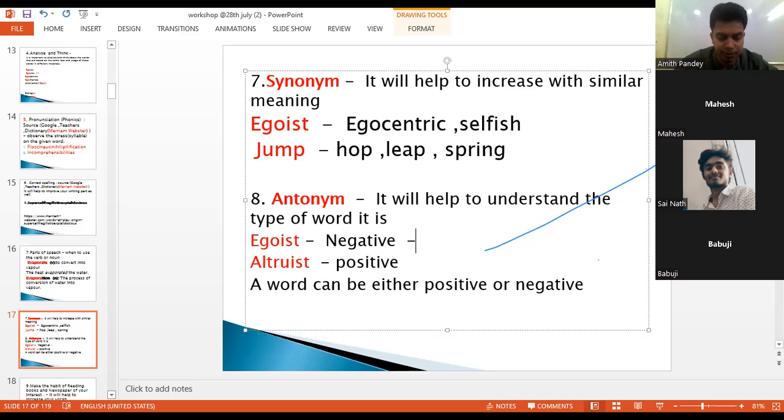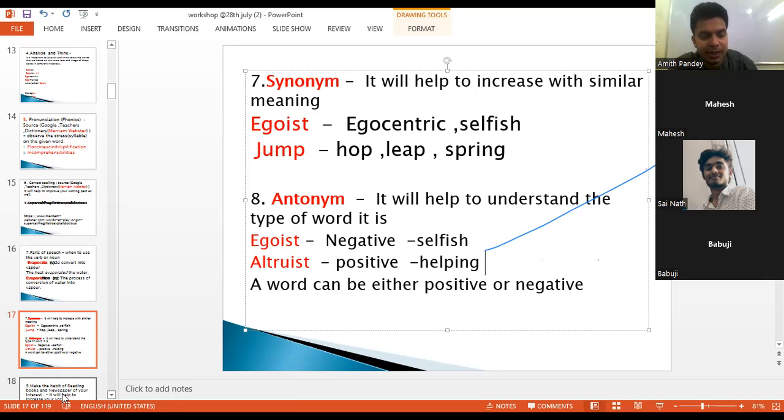Egoist is someone who always thinks about himself, like being selfish. Let me write the word here. Whereas altruist is a word used for those who help others. It came from the root word alter plus est, one who is expert in helping others. So an altruist is a person who always has a helping nature. In this way, you can improve your vocab just by going through the negative and the positive.